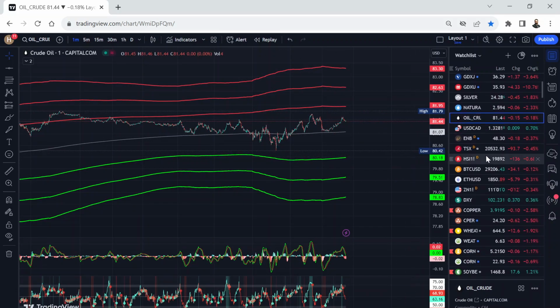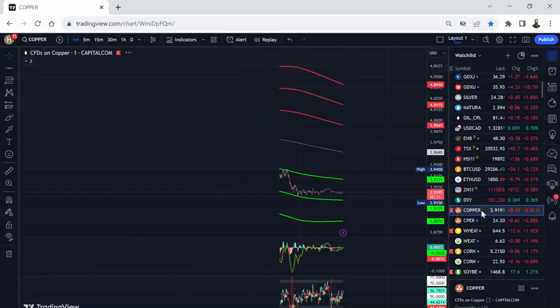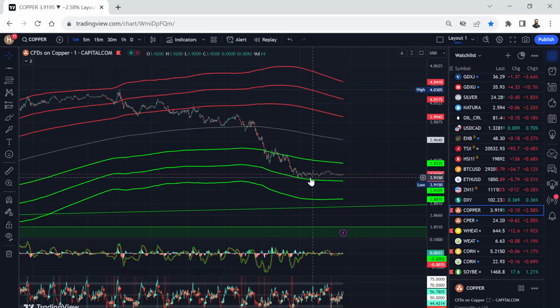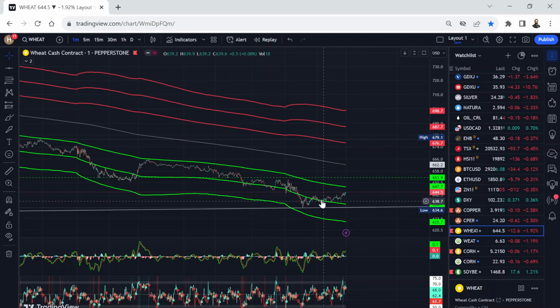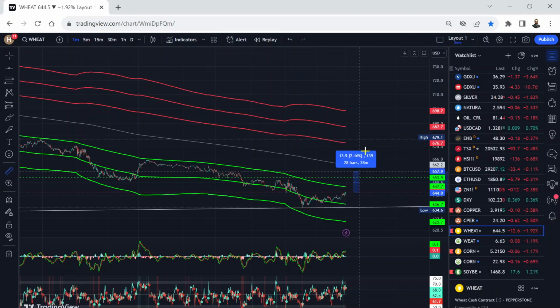And let's quickly look at other commodities. Copper is also in the buy zone, guys. This is a very good time to buy. CPER is the ETF. Wheat is in the buy zone, bouncing a little bit, but still in the buy zone. I think it can definitely touch the red zone, so it's selling off. This is a great time to buy.